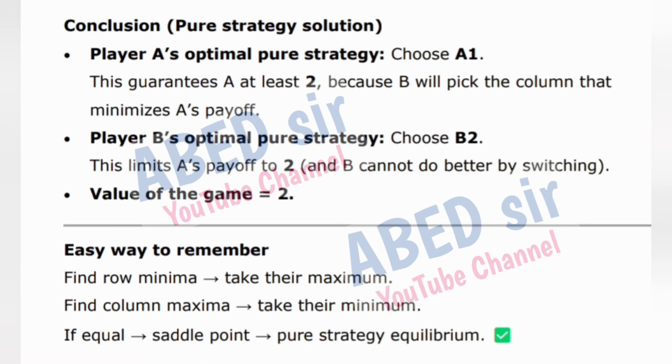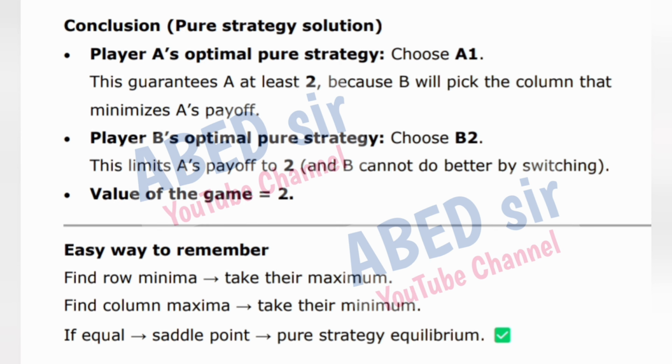Conclusion: pure strategy solution. Player A's optimal pure strategy: choose A1. This guarantees A at least 2, because B will pick the column that minimizes A's payoff. Player B's optimal pure strategy: choose B2. This limits A's payoff to 2, and B cannot do better by switching. Value of the game is equal to 2.